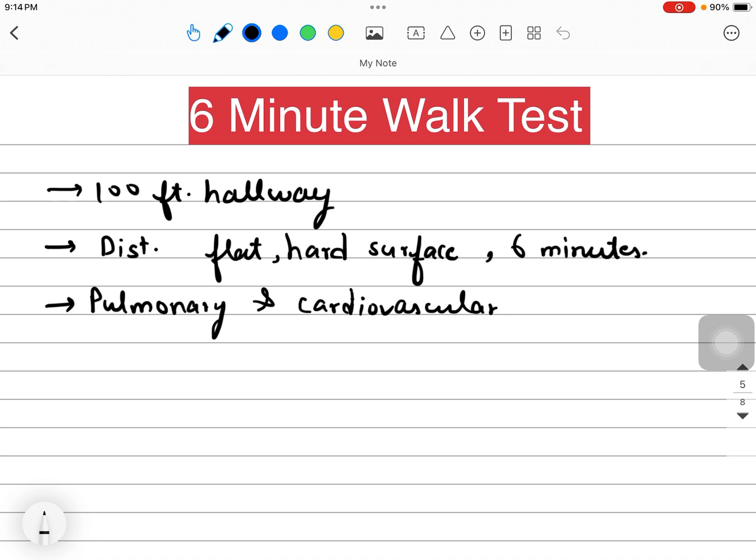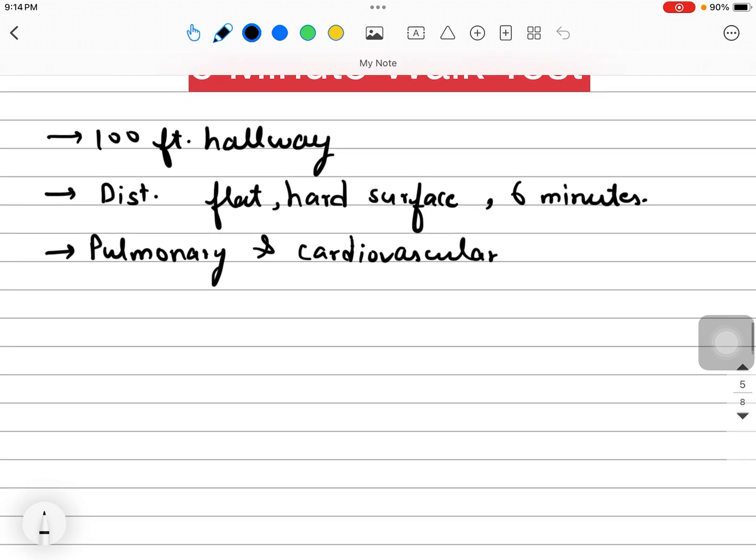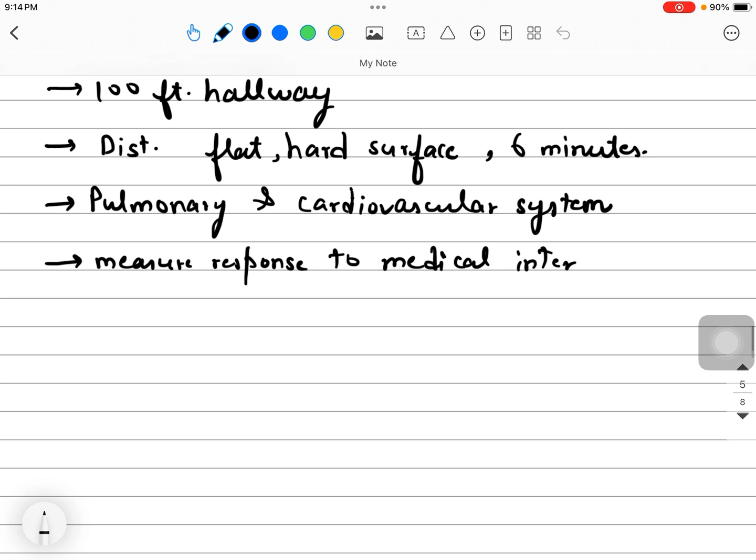For example, you might be treating this patient for heart failure, or for some sort of lung disease. It can be COPD, it can be ILD, or it can be any other disease as well. So it gives a good measure of whatever intervention you are doing, whether the patient is improving with that or not. I will talk about the indications later as well, but the very strongest indication over here is that it measures the response to the medical interventions which you are doing. You are treating the patient for some cause, and if you want to know whether this patient is improving with your treatment or not, you can perform this test.